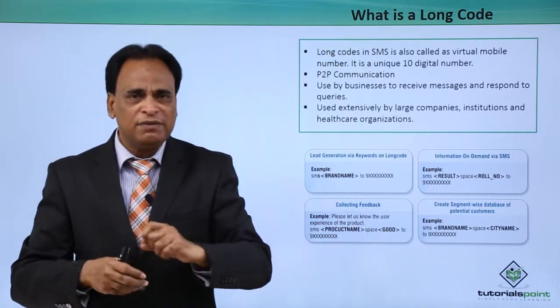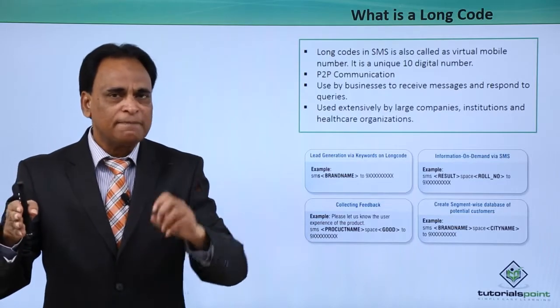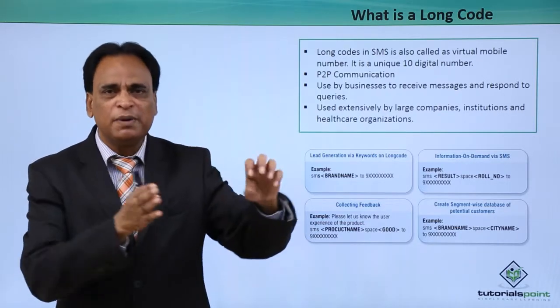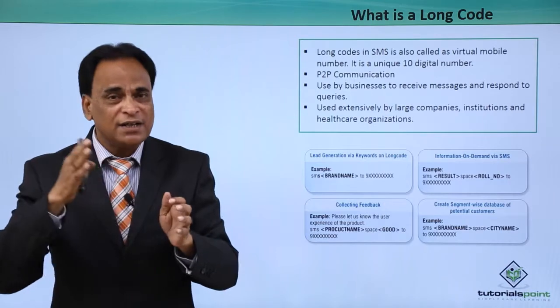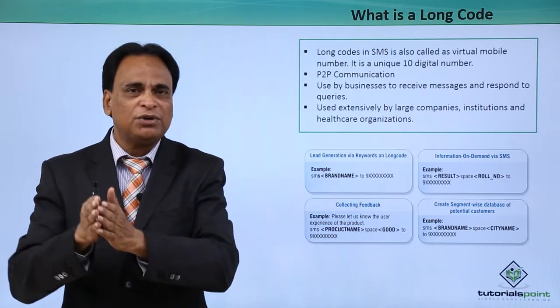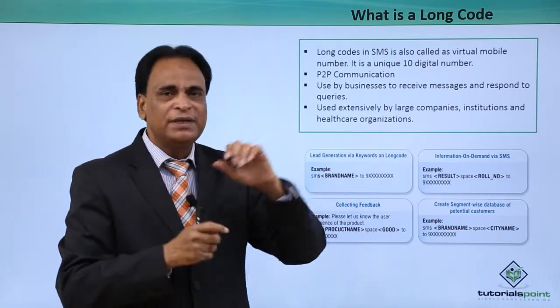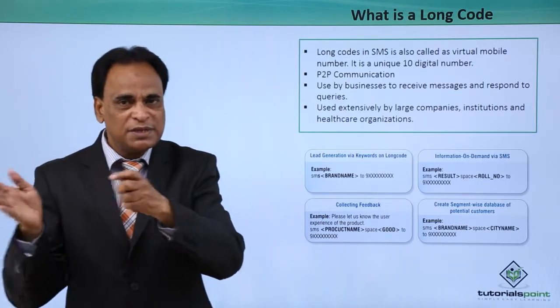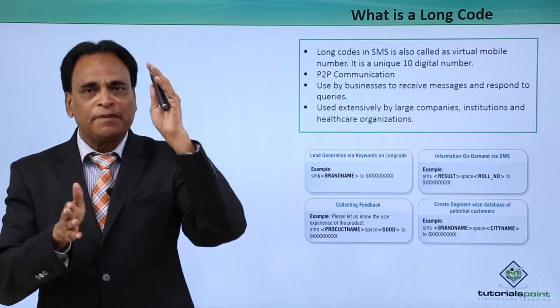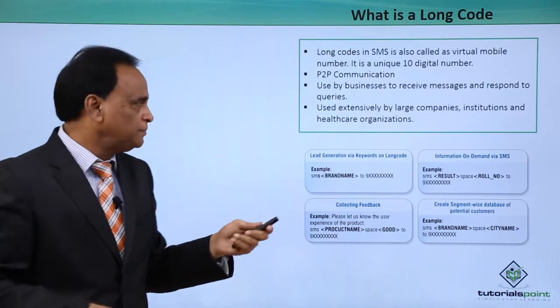One major difference between a short code and a long code is that a short code may be used by multiple companies, whereas a long code is unique to a particular company. Only that company can use that long code. That is precisely the major difference between a short code and a long code.